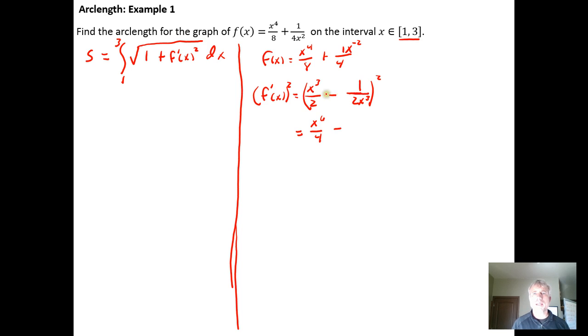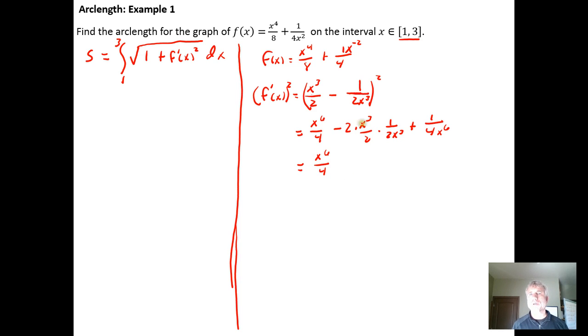minus, we're going to get this times this twice, so we're going to get 2 times the product of x cubed over 2 times 1 over 2x cubed, and then we're going to get minus 1 over 2x cubed times itself, so a minus times a minus is a plus, and 1 times 1 is 1, and 2x cubed times 2x cubed is going to be 4x to the 6th. And then we can simplify this middle term a little bit, so we have an x to the 6th over 4.